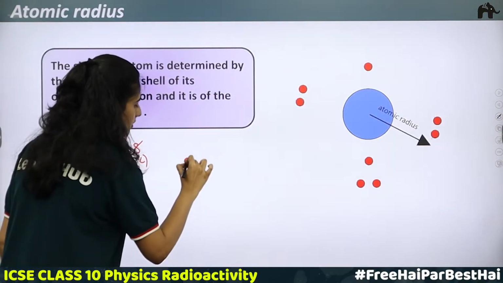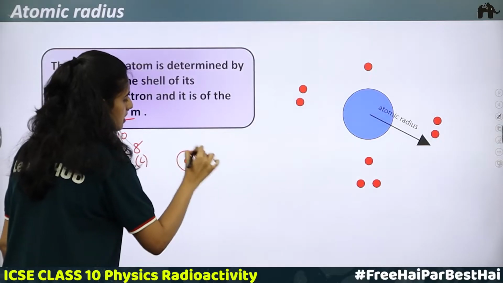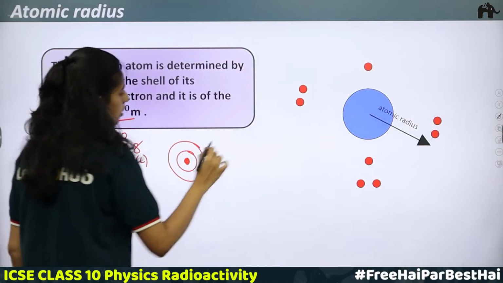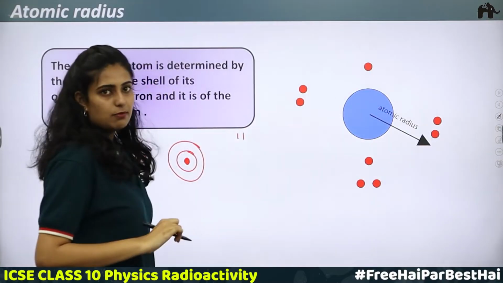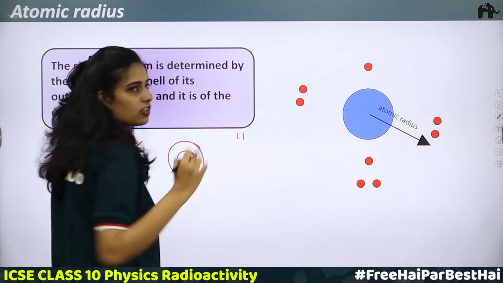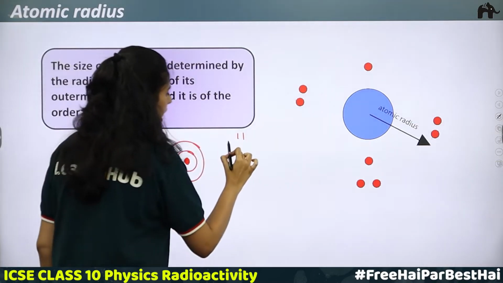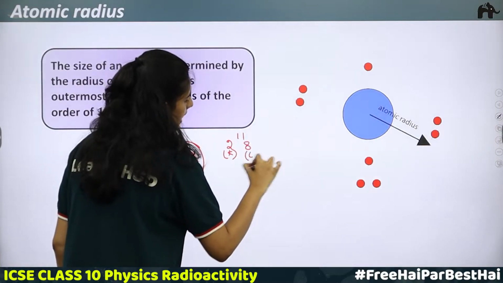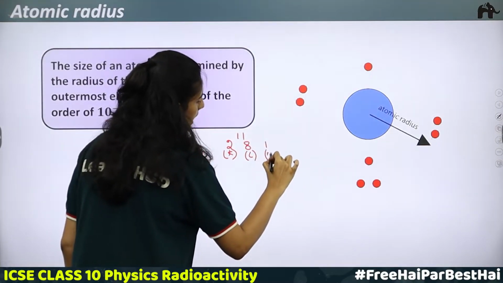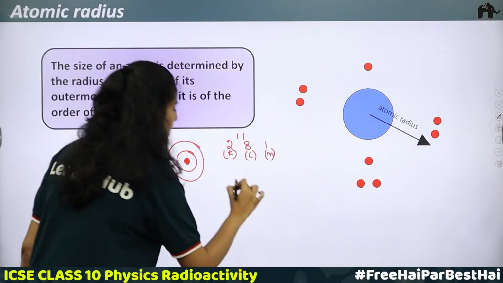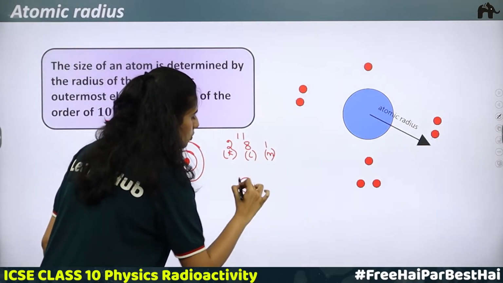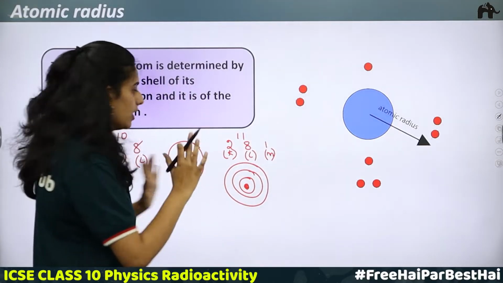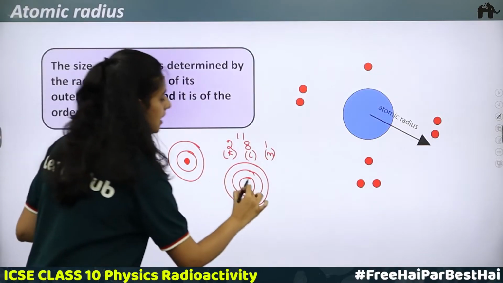So here you will be having nucleus at the center. So first shell, second shell. There are only 2 shells, K shell and L shell. Now when you take an element with number of electrons equal to 11, then you will be having 2 electrons in the K shell, 8 electrons in the L shell and 1 electron in the M shell. Okay, so we need 3 shells. Nucleus, K shell, L shell, M shell. Okay, so here you can see there are only 2 shells, here there are 3 shells.